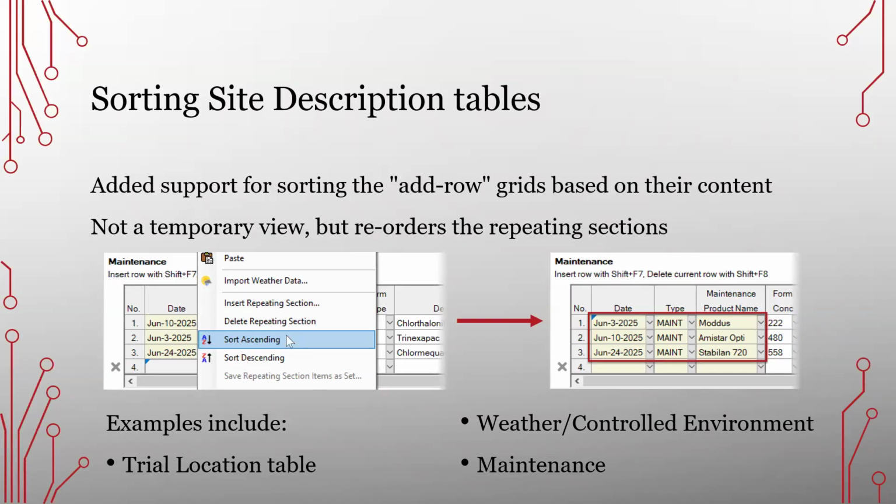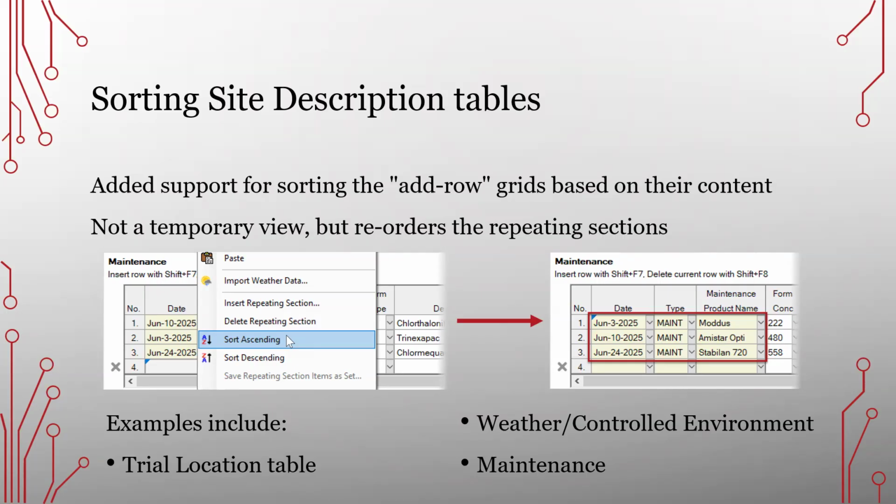Another function here in the site description: for any table in the site description where you can create new rows, we call them repeating sections. When you are creating more rows in those tables, you can now sort those repeating sections based on their content.